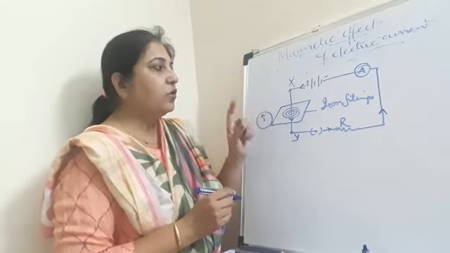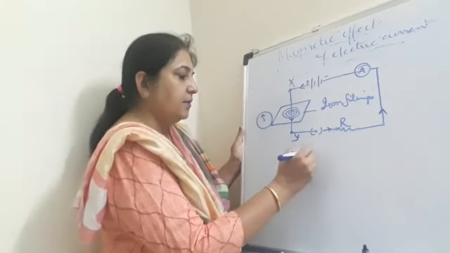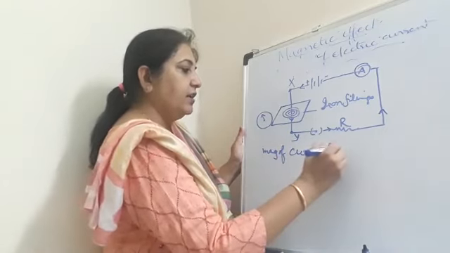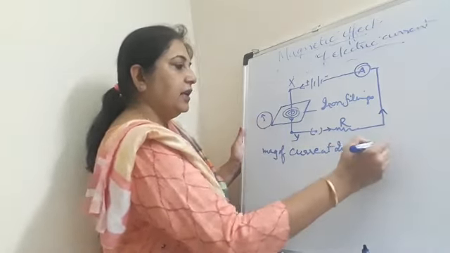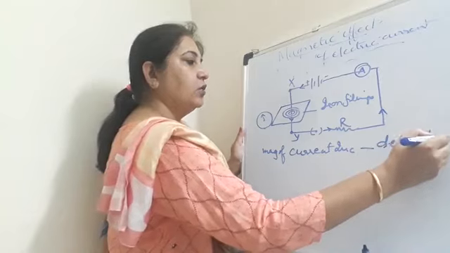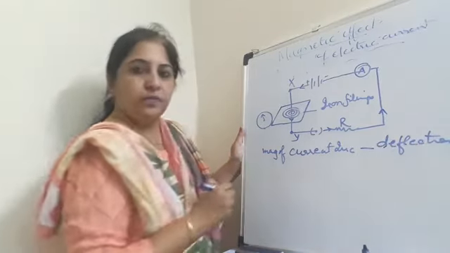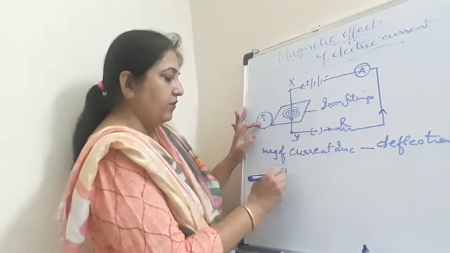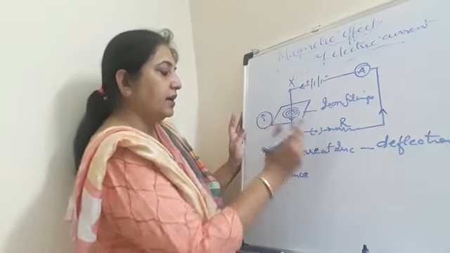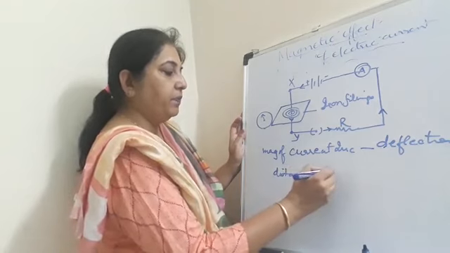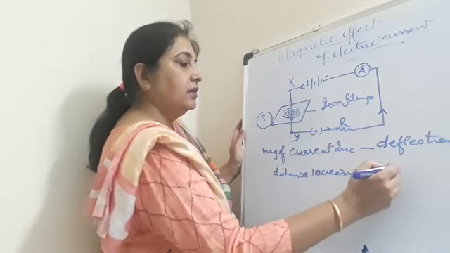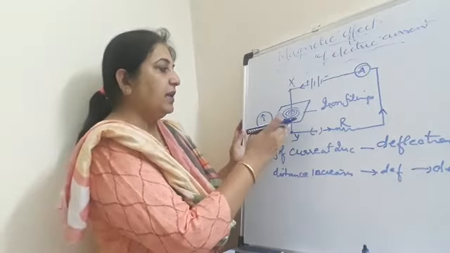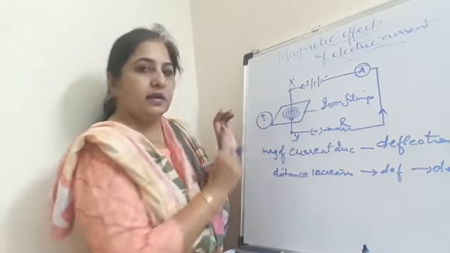If the amount of current increases, that means if the magnitude of the current increases, the deflection in the needle also increases, right? And if I take this compass needle away, or if I say the distance from the conductor increases, the deflection in the compass decreases. This is obviously because the effect will be less if I take it away from the conductor.